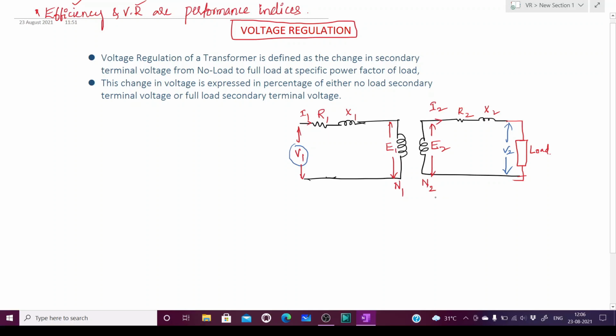Now what is voltage regulation? Voltage regulation of a transformer is defined as the change in secondary terminal voltage. So what is the secondary terminal voltage here? V2 is the secondary terminal voltage when the load is connected. V2 is the full load secondary terminal voltage.